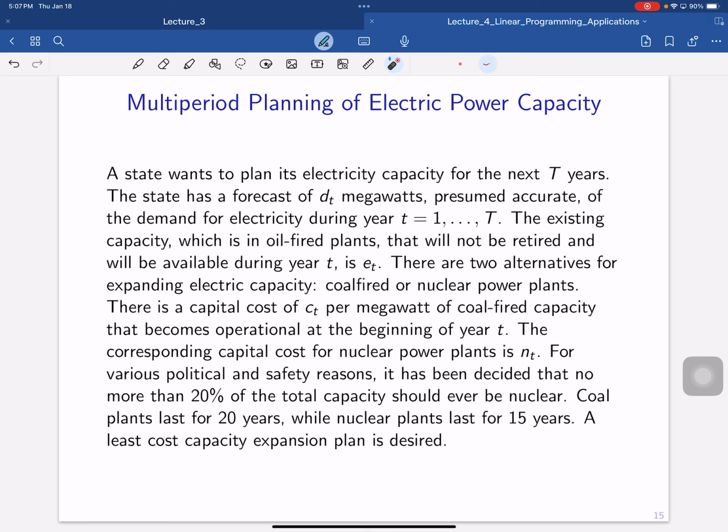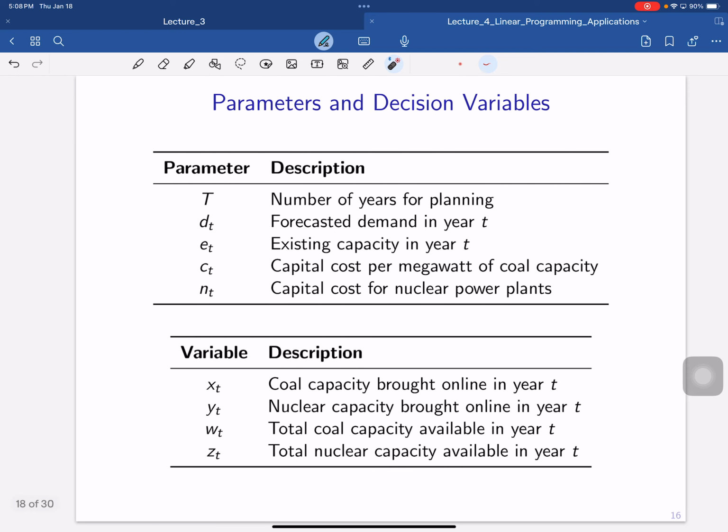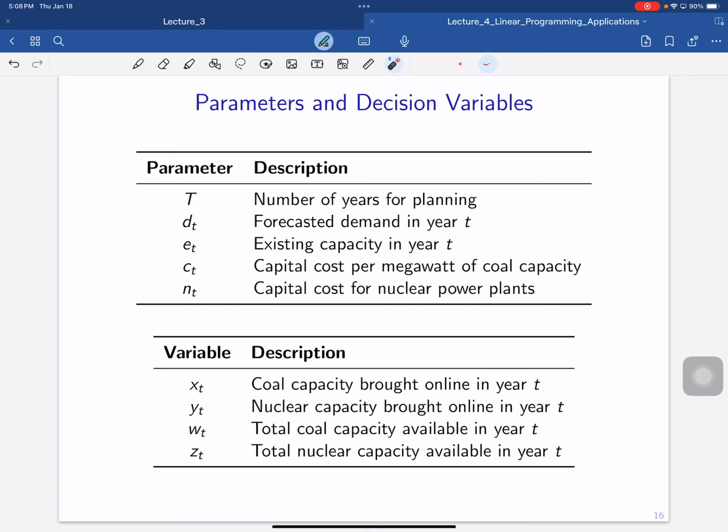A lot of industries have to solve a similar type of problem as long as their business is growing. If you are talking about a chemical plant, you want to expand its capacity, or warehouses for companies like Amazon or delivery companies. So how do we formulate this problem? I have outlined the parameters and variables in tables. T is the number of years we are considering. DT is the forecasted demand in year T. ET is the existing capacity.